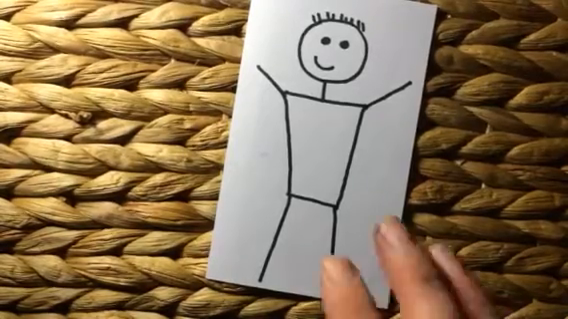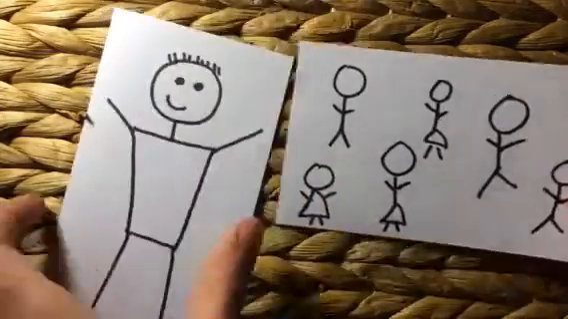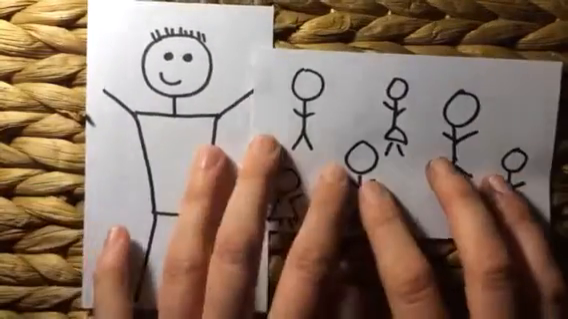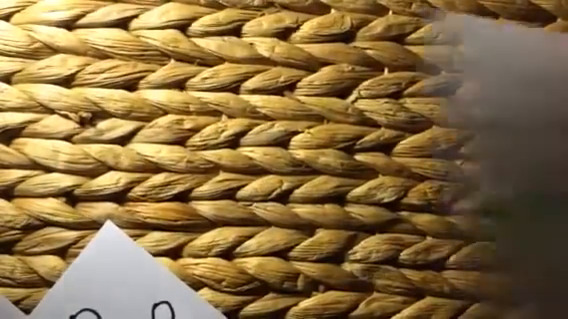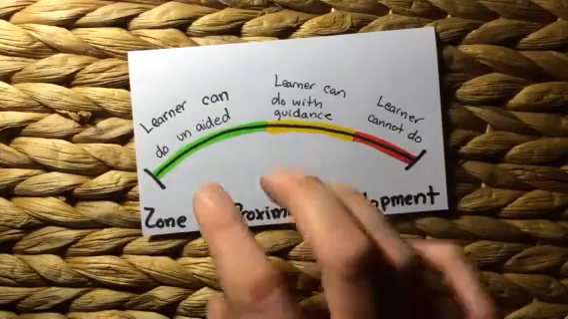The purpose of differentiating instruction is so that this student, along with all of these students, get the same amount of education in my classroom. What we want is to move our students across their zone of proximal development.